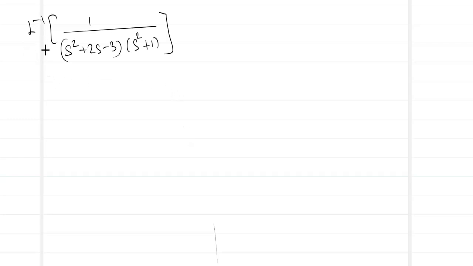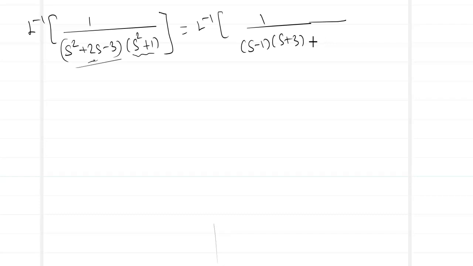Consider the example of finding Laplace inverse of 1 by s square plus 2s minus 3 into s square plus 1. Now, as such, when we see this, this is going to be a quantity which is factorizable in nature. So how can I factorize this? You can split this s square plus 2s minus 3. Sum is going to be 2, product equal to minus 3. So I can split it as s minus 1 into s plus 3. So this is my factorization of the first factor. And the second one is s square plus 1, which is non-factorizable in nature. So let me have it as such.